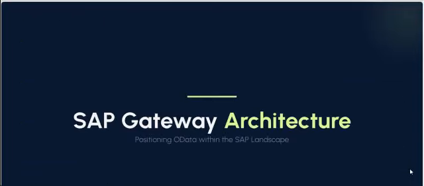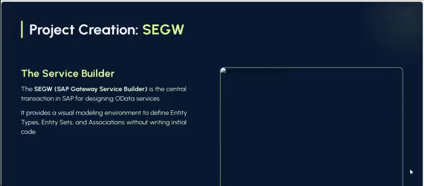To understand how this works in a real environment, we have to look at the SAP Gateway architecture. This is where OData is positioned within the broader SAP landscape to bridge the gap between backend data and the outside world. The heart of OData development in SAP is the SEGW transaction, also known as the SAP Gateway Service Builder. It is the central hub for designing your services. SEGW provides a visual modeling environment where you can define entity types, entity sets, and associations without having to write any initial code.